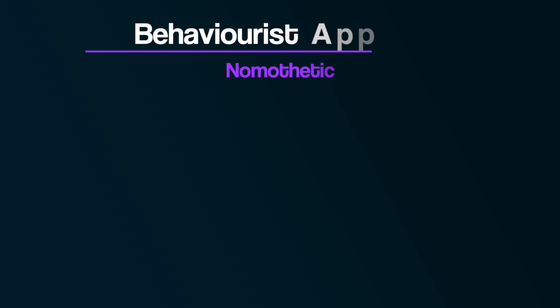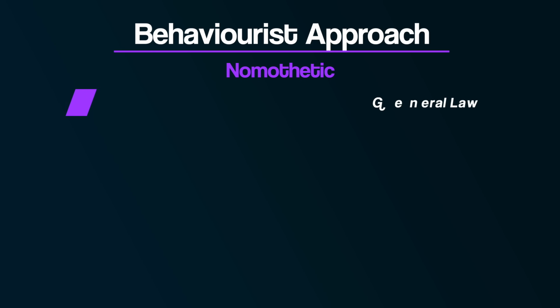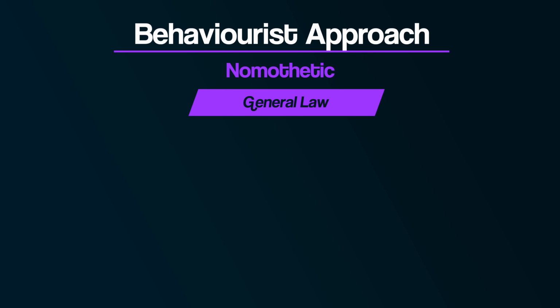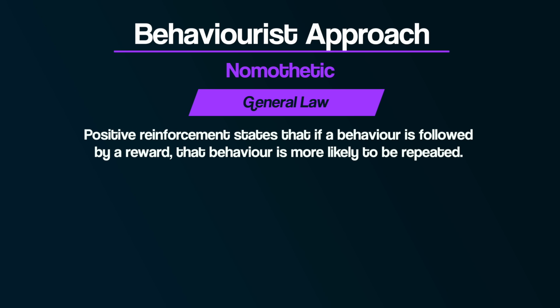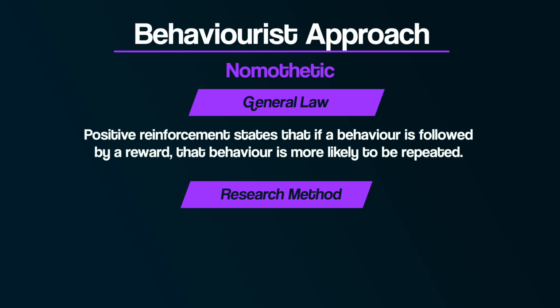To see the difference between idiographic and nomothetic approaches, consider the contrast between behaviourist and humanistic psychologists. Behaviourism is nomothetic in that they produce general laws of behaviour that apply to everyone. For example, part of operant conditioning involves positive reinforcement, which states that if a behaviour is followed by a reward, that behaviour is more likely to be repeated, a general law that applies to everyone. This nomothetic approach is also seen in the research methods that they use. For example, behaviourist B.F.